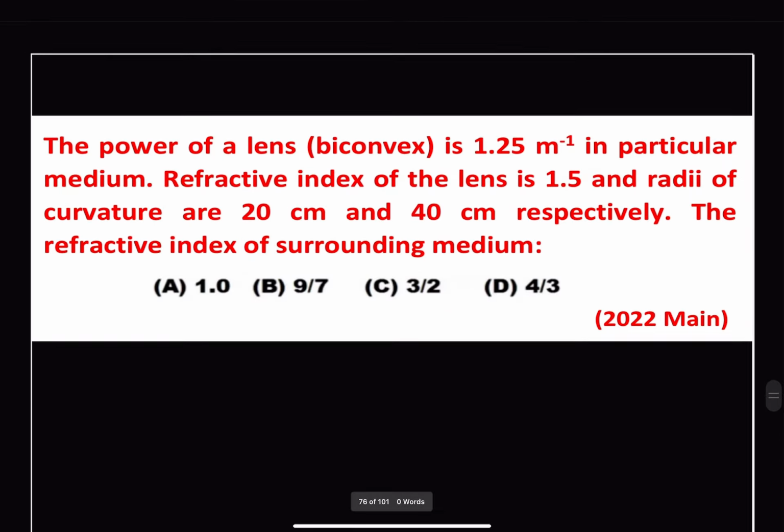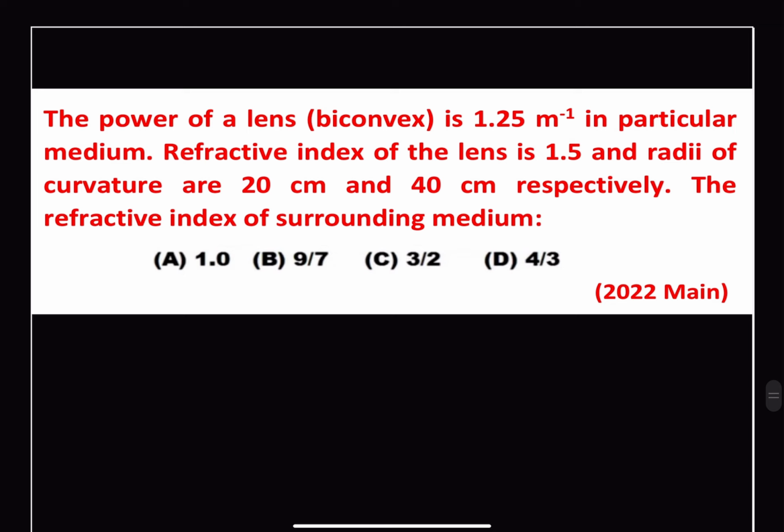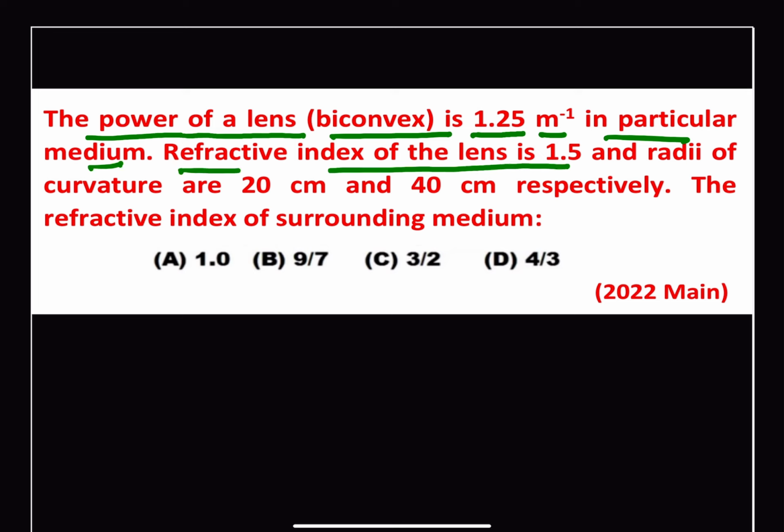Next question. We are given that the power of the lens which is biconvex is 1.25 per meter in a particular medium. The refractive index of the lens is 1.5 and the radii of curvature are 20 centimeter and 40 centimeter respectively. The refractive index of the surrounding medium is. So we have to find out the refractive index of the surrounding medium.